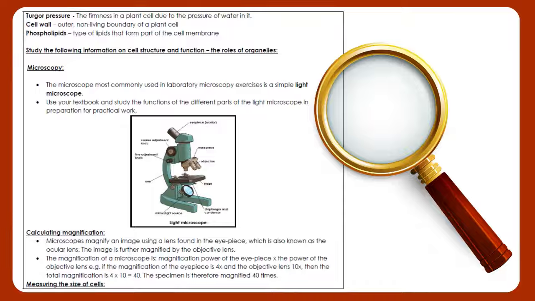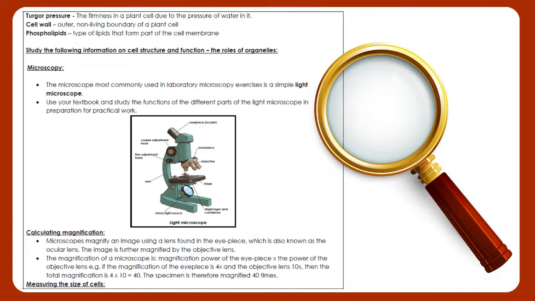Calculating magnification. Microscopes magnify an image using a lens found in the eyepiece, which is also known as the ocular lens. The image is further magnified by the objective lens. The magnification of a microscope is magnification power of the eyepiece x the power of the objective lens, e.g., if the magnification of the eyepiece is 4x and the objective lens 10x, then the total magnification is 4 times 10 equals 40. The specimen is therefore magnified 40 times.